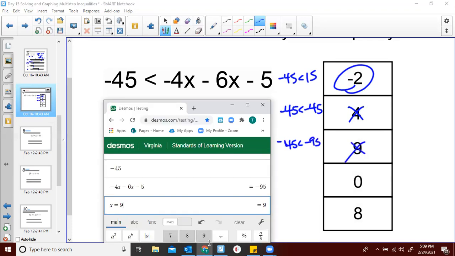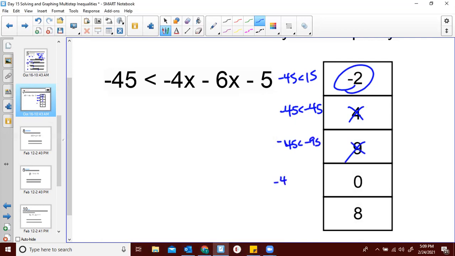If I try 0, 0 looks good. I get negative 45 is less than negative 5, which is true. Then you could try 8. I can tell you that 8's not going to work because 4 didn't work and 9 didn't work. 8's between 4 and 9. But if you want to give it a try, by all means.